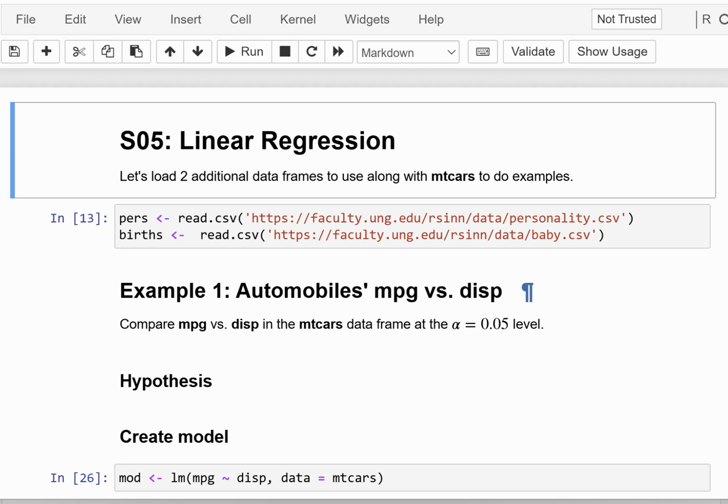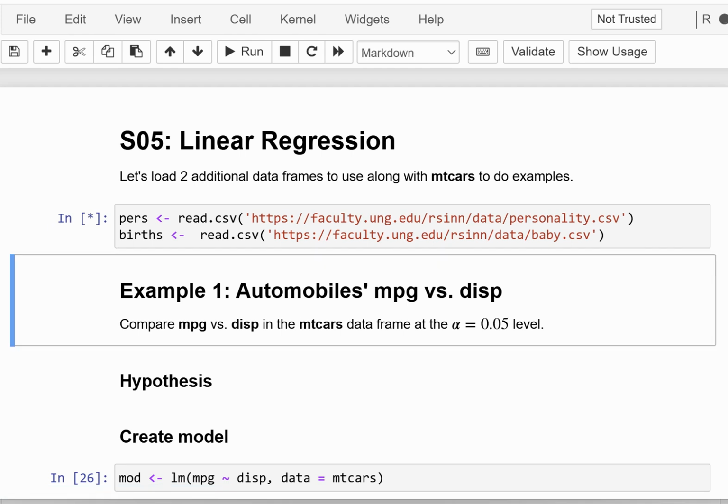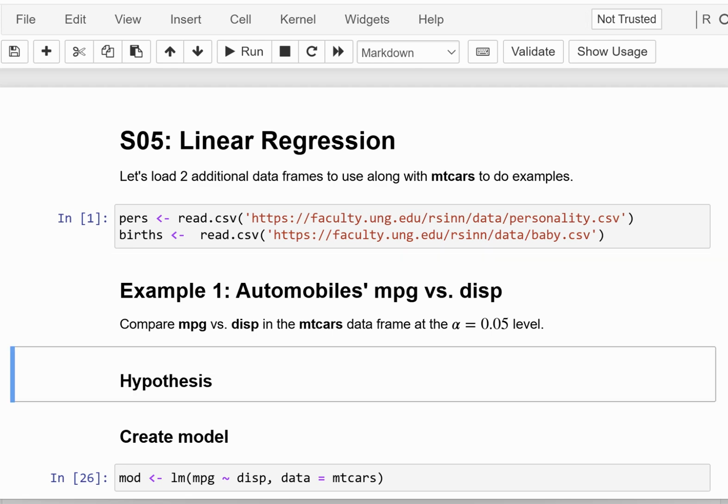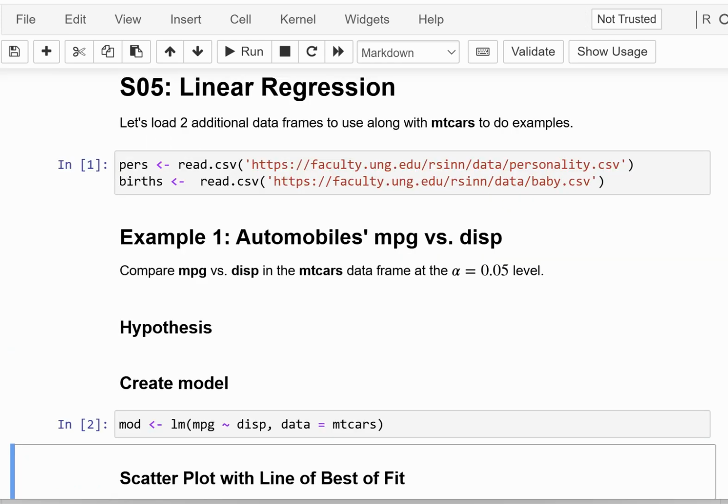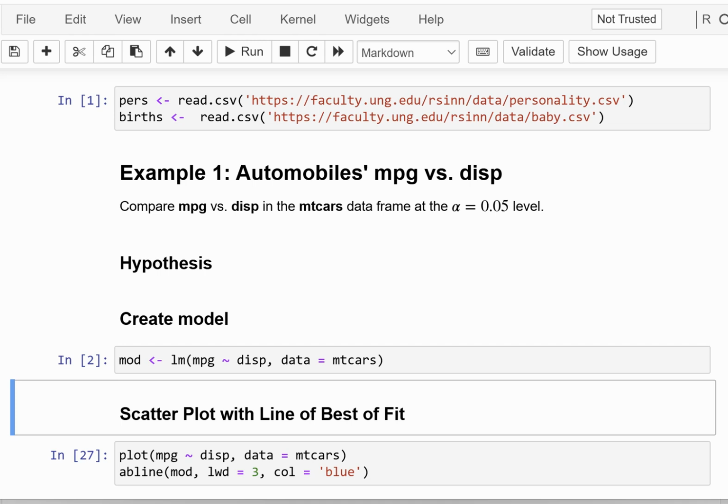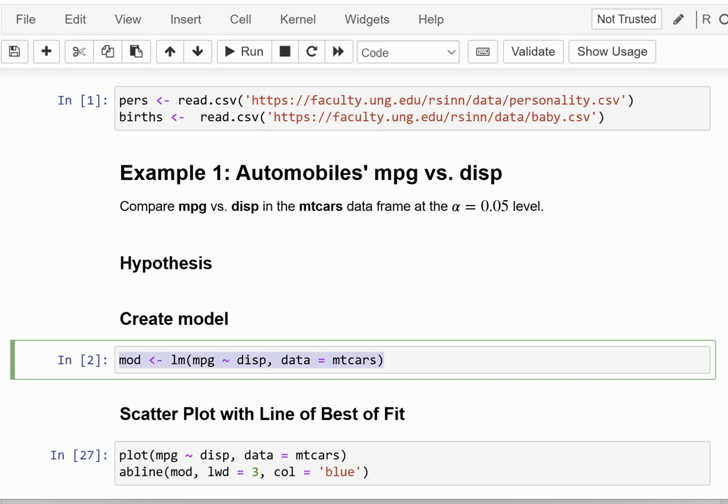Let's jump into the Data Hub notebook. Right, and this will load the data for later examples, automobile example. And what am I doing? Right, the very first thing is we're loading the model using linear model, lowercase lm, mpg tilde disp, and the data equals mtcars.